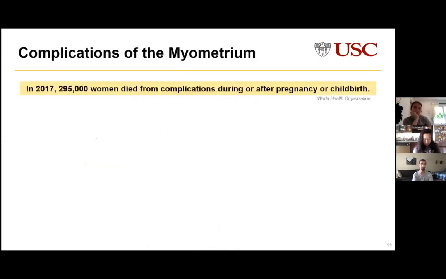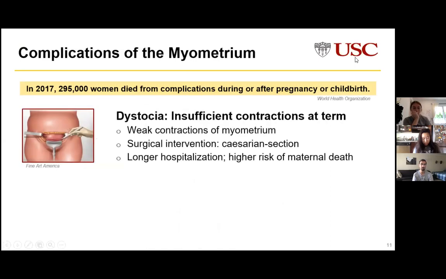In 2017, 295,000 women died from complications during or after pregnancy or childbirth. One of those complications is dystocia, which is insufficient progression of labor. That's when there are weak contractions of that myometrium that I was talking about, and that leads to surgical intervention in the form of a C-section. Have you guys heard of C-sections before? Yeah. But a C-section leads to longer hospitalizations and a higher risk of maternal death.